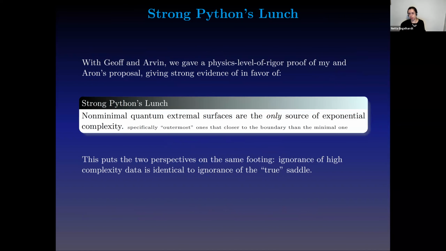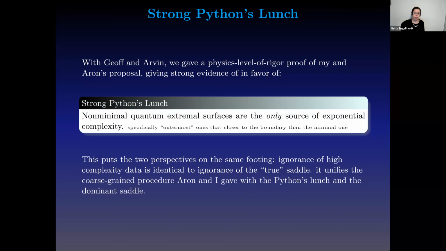So what did Geoff, Arvin and I do? Well, we gave a physics level of rigor proof of my and Aron's proposal in the classical limit. We also gave an argument in the semiclassical limit, which gives very strong evidence in favor of the strong Python's lunch, the converse, which is that non-minimal quantum extremal surfaces are the only source of exponential complexity. This is really what we need in order to have this identification between non-minimal QES and coarse graining over complexity. It puts the two perspectives on what Hawking did wrong on the same footing. Ignorance of high complexity data is identical to ignorance of the true saddle or the correct quantum extremal surface to use.